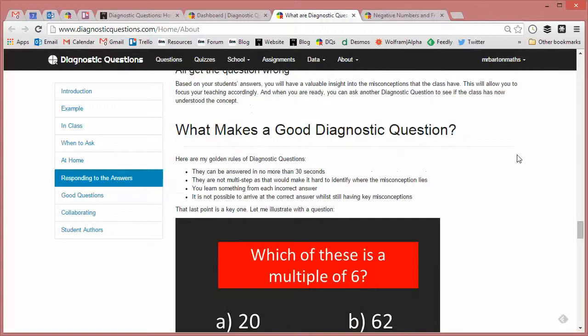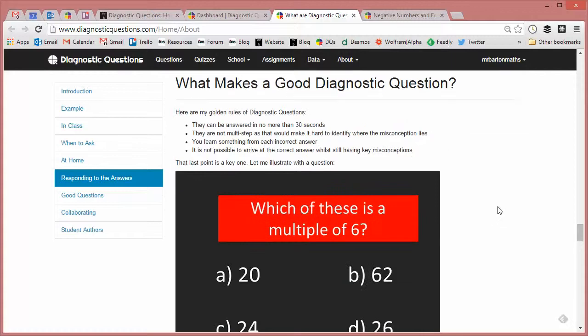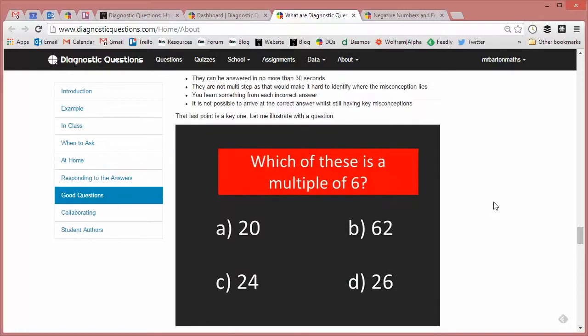It's also important to think what makes a good diagnostic question, because these are not just simply multiple choice questions where one answer is right and three answers are wrong. Hopefully they're a bit more subtle than that. So I've put here an example of a question that I don't think is a particularly good diagnostic question. Which of these is a multiple of 6? And again, you might want to pause the video at this point and think, why is that not actually the best question in the world?